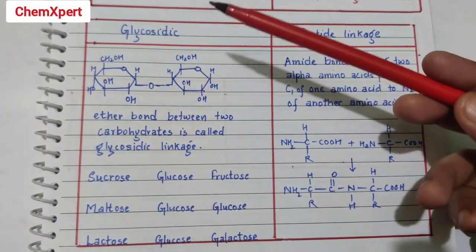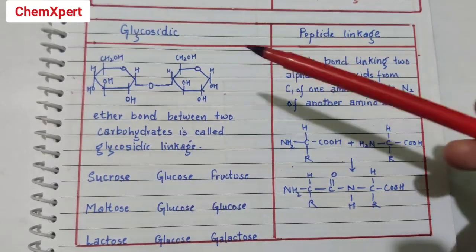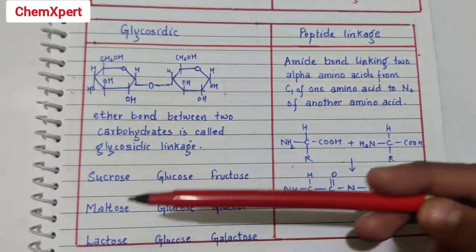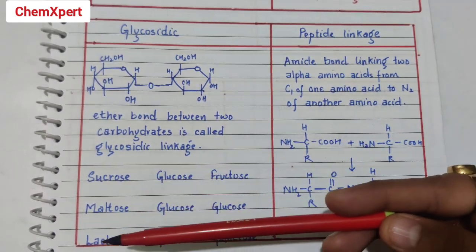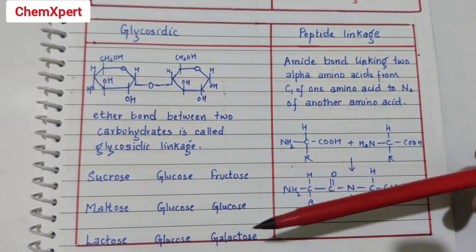And the important point, some of the examples are stated like this. What is the hydrolysis product of sucrose? It is glucose and fructose. Maltose, these three are the disaccharides: sucrose, maltose and lactose. So on hydrolysis they will give two carbohydrates.